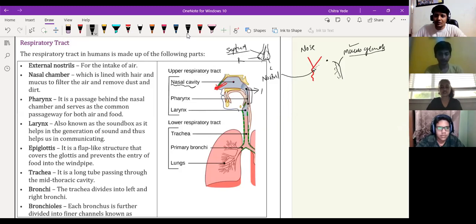When we sneeze or cough, along with mucus, some of the bacteria and viruses are removed from our body. That is part of the self-defense mechanism.